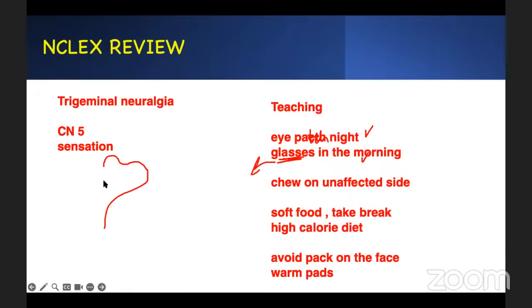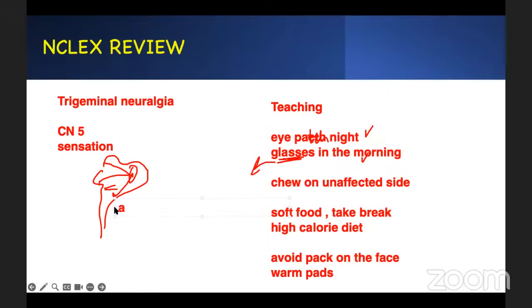If you look at the face, one goes to your upper face, one to the middle, and one to the lower, where your jaw is located. So that's why it's called trigeminal. It's a sensory problem, so for most of these people the issue is pain. You should not mix it up.